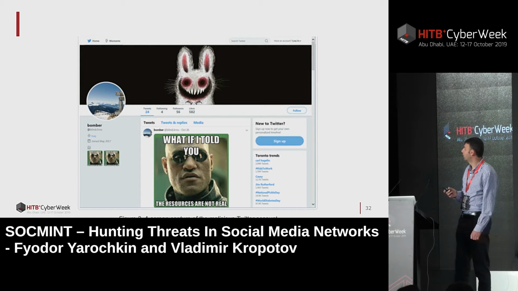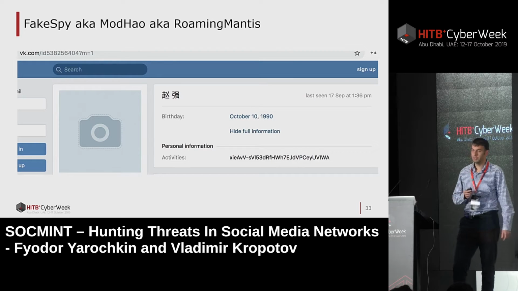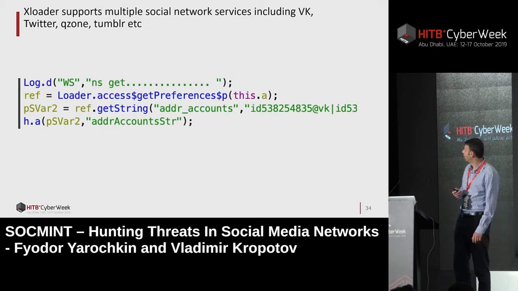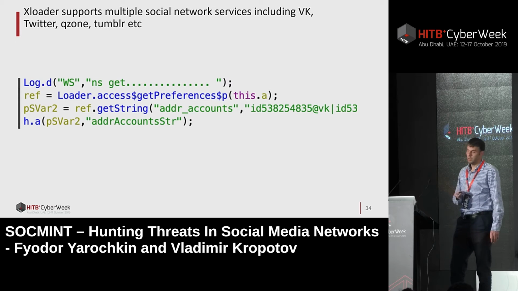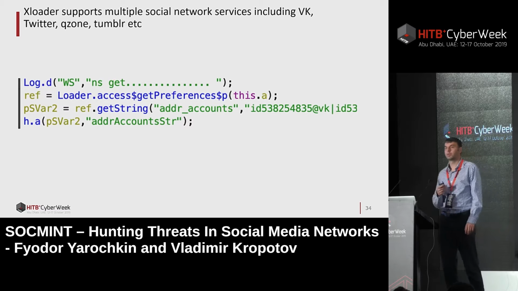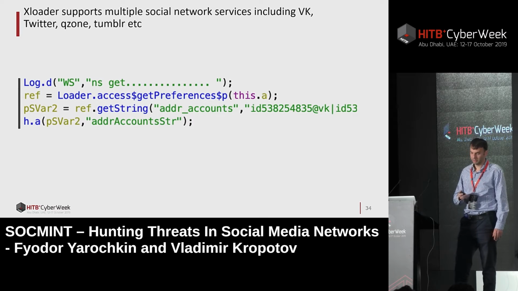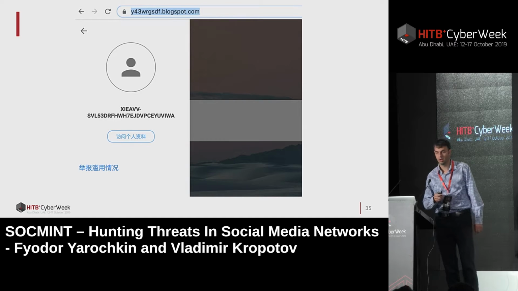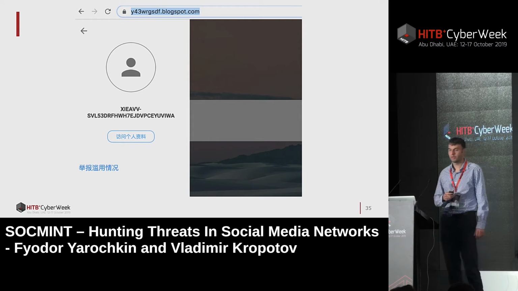Twitter is not the only network that can be used as an intermediate C2. There are many platforms, including blogs. This is the Russian social network VK. This is the code for Xloader, which uses VK, Twitter, Qzone, and some other media platforms. This is not a single case, and Twitter is not the only social network used as an intermediate command and control server. This is an example for blogspot.com.